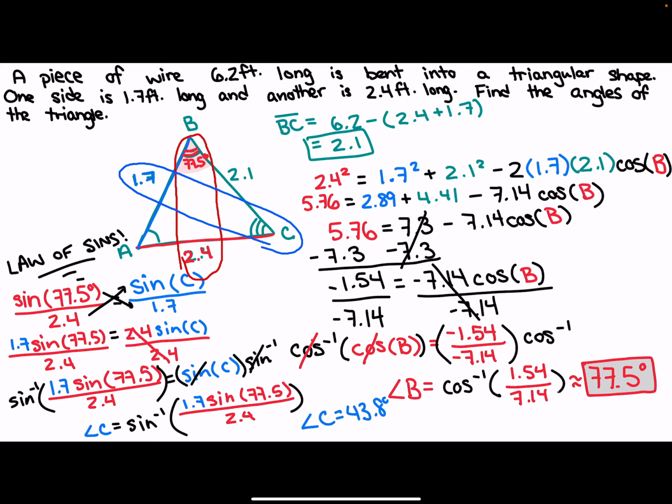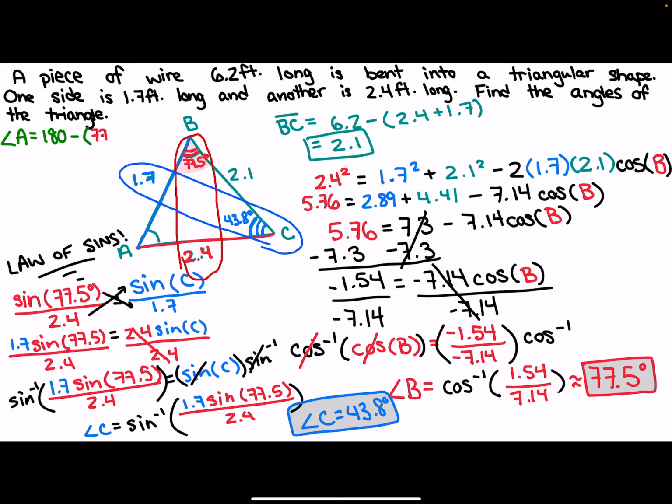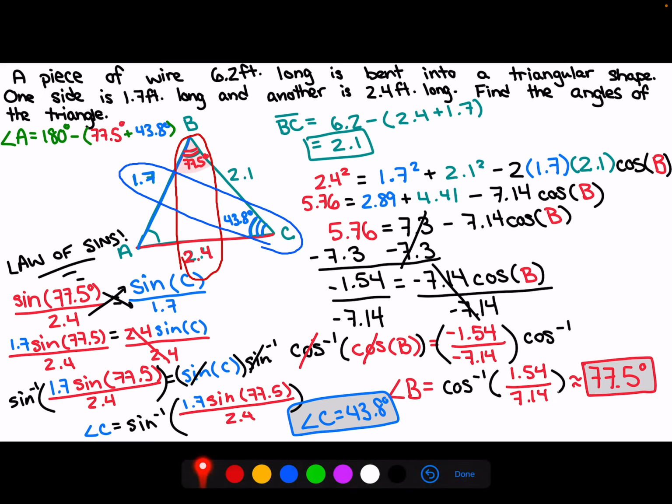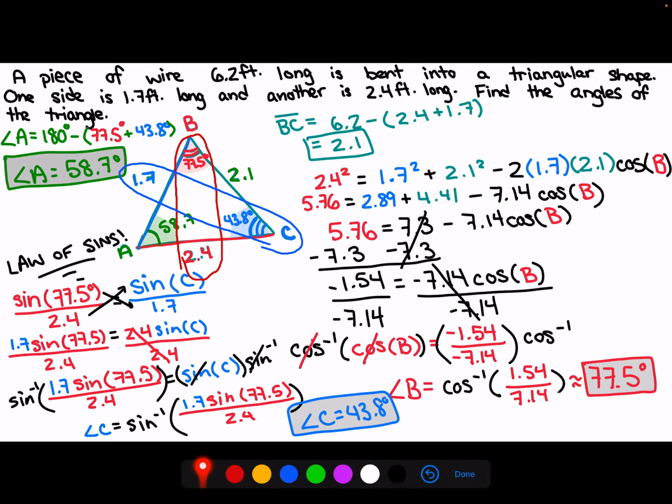Now that we have angle B and angle C, we can find out what angle A is. We're going to use the triangle angle sum theorem for this. That way we don't need to do more work of law of sines again. So we know that there's 180 degrees in the triangle. So I have 180 minus 77.5 minus 43.8. If we enter that into our calculator, it'll give us angle A, which is 58.7 degrees. So we now have all of our angles and all of our sides.